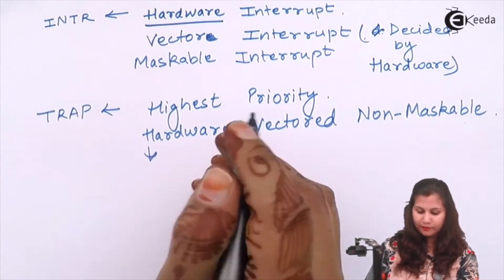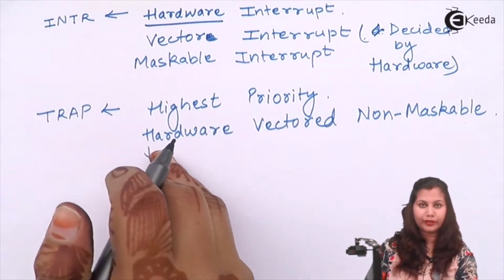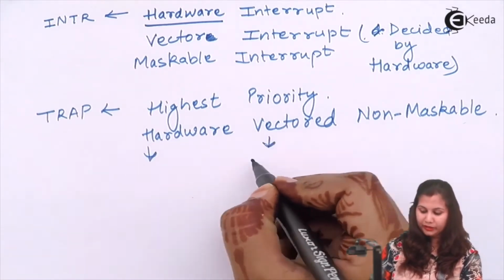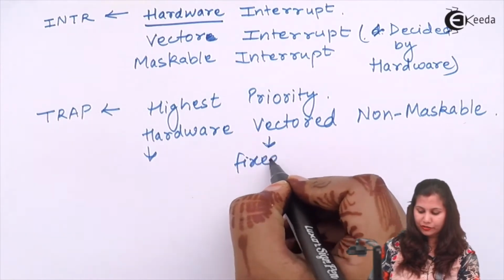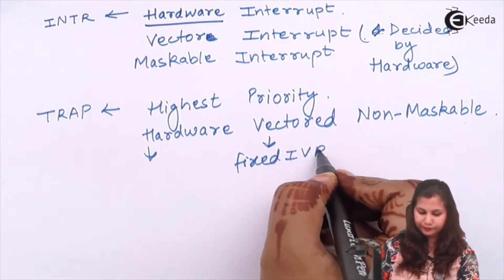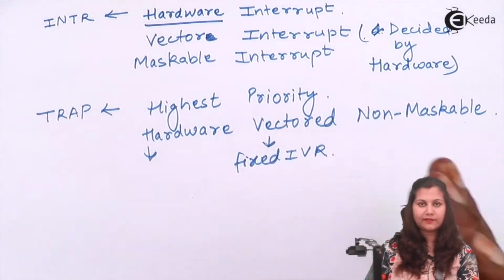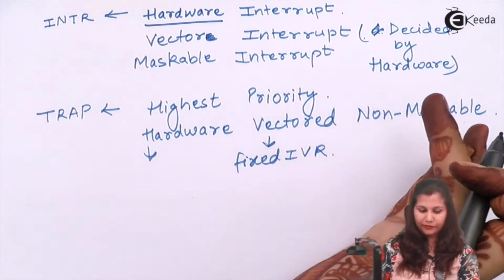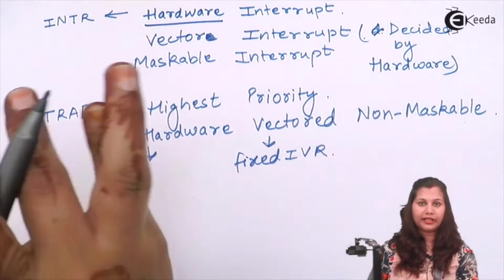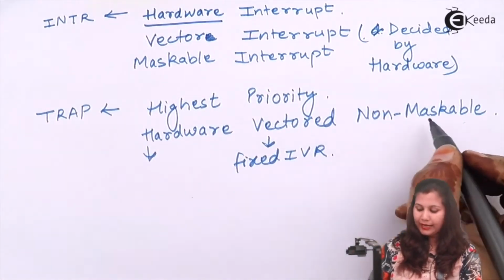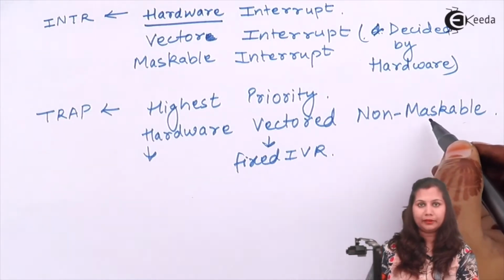Hardware because some circuit is related to it. Okay, so this will be a hardware interrupt. Vectored, it has a fixed interrupt vector address. We will study its address further, when we study what addresses are related with each of the interrupts. And this is a non-maskable interrupt.